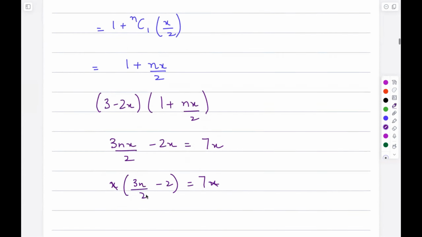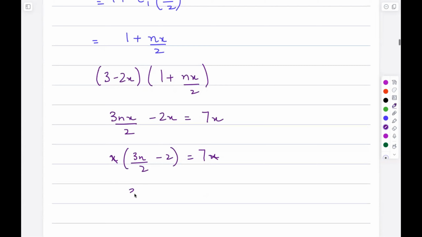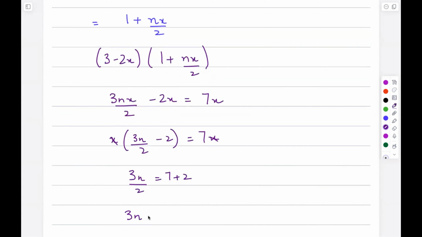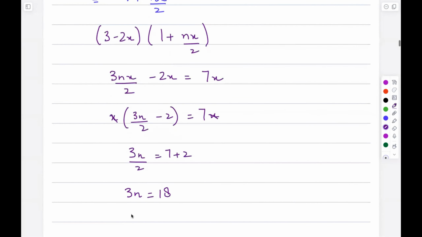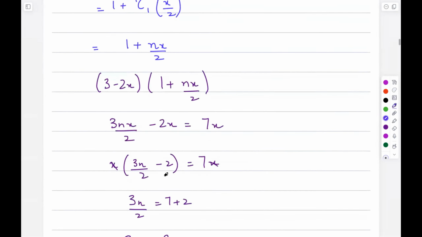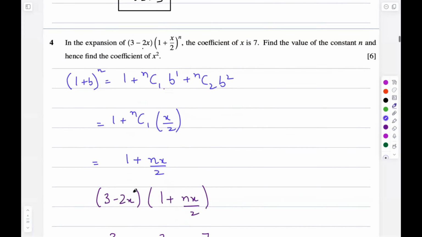x and x will cancel out. So 3n upon 2 will be equal to 7 plus 2, which is 9. 9 times 2 will be equal to 18, and the value of n will be equal to 6. Once we have the value of n, now we have to find the coefficient of x squared.